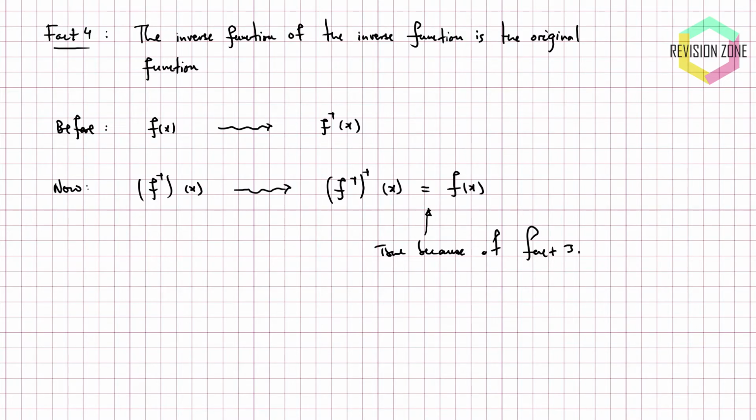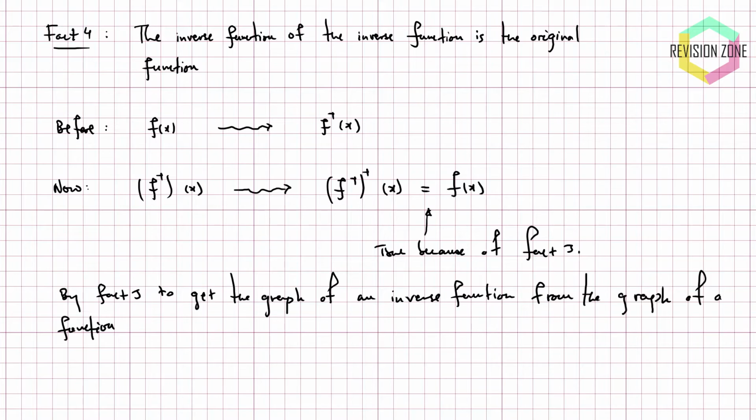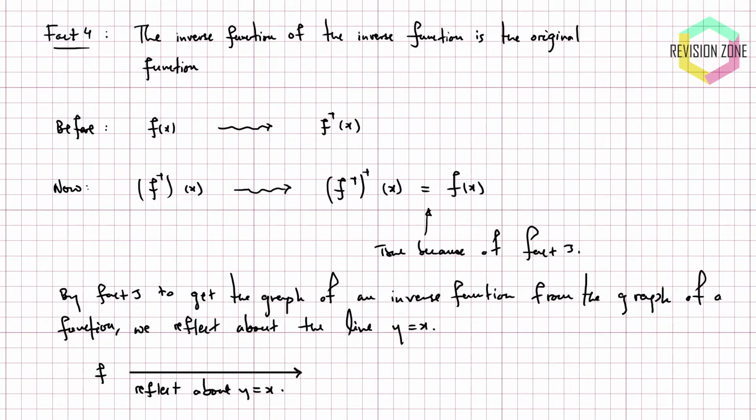What I mean is, fact 3 tells us that to get the graph of an inverse function, you reflect about the line y equals x. So by fact 3, to get the graph of an inverse function from the graph of a function, we reflect about the line y equals x. Okay, so now imagine this. Imagine we start with f, we reflect about y equals x. So maybe let me make this line longer. And we end up with the graph of f inverse, okay?